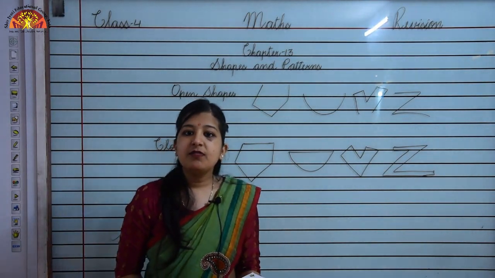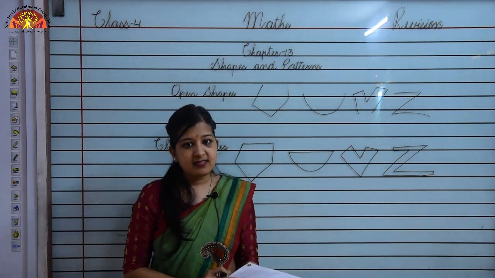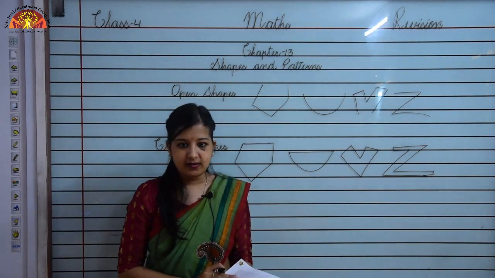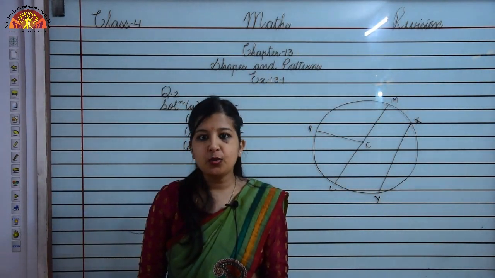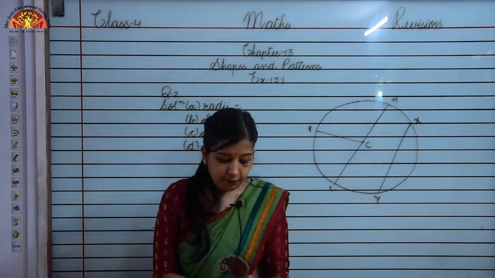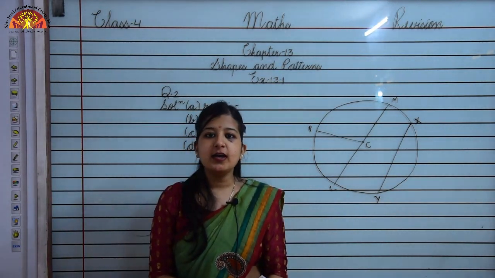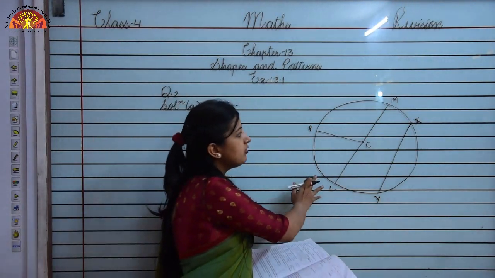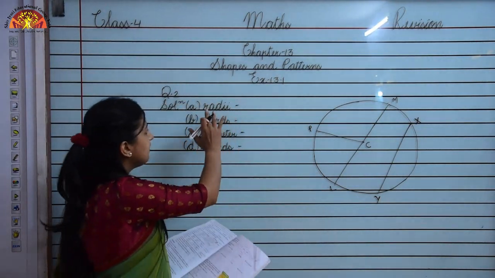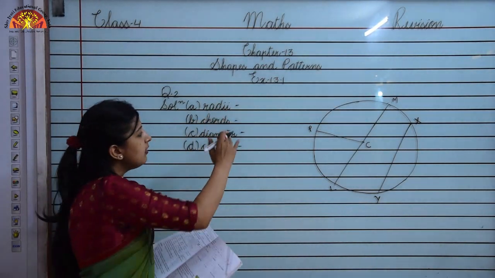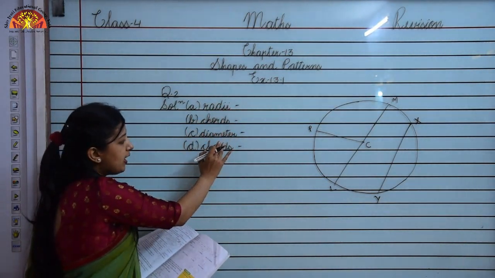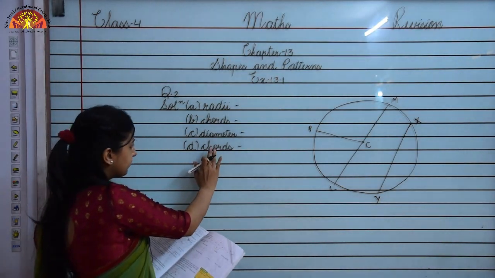Now students, we are going to do our exercise 13.1. Now we are going to do question number 2 of exercise 13.1, in which we have to name the following parts of the given circle. So A part of this question is radii. In this question you have to find the radii, chords, diameter and center.